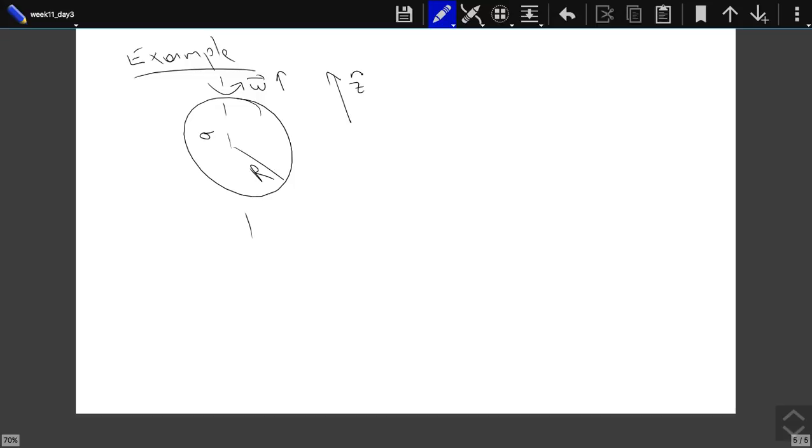Now, rather than calculating the vector potential directly, let me calculate the magnetic field in a different way. So what do we know about the magnetic field? Del dot B is equal to 0. Curl of B is equal to mu 0 times J. Well, the J is only on the surface of my sphere. There's no J anywhere else.